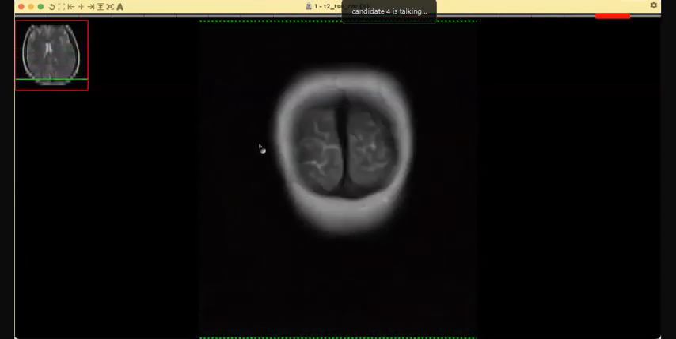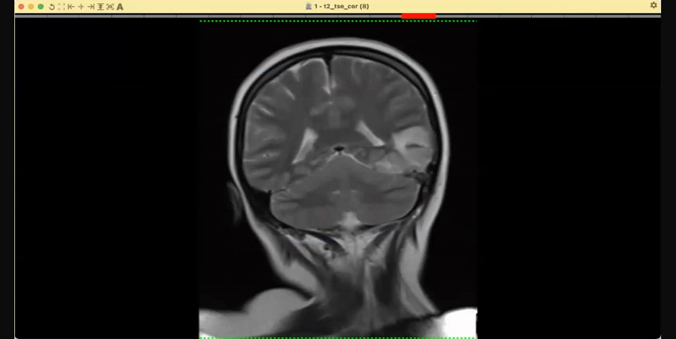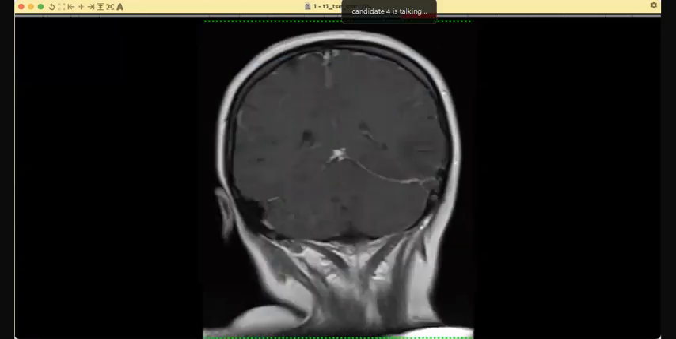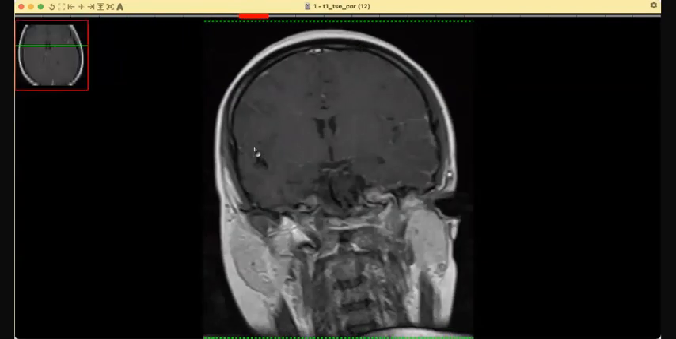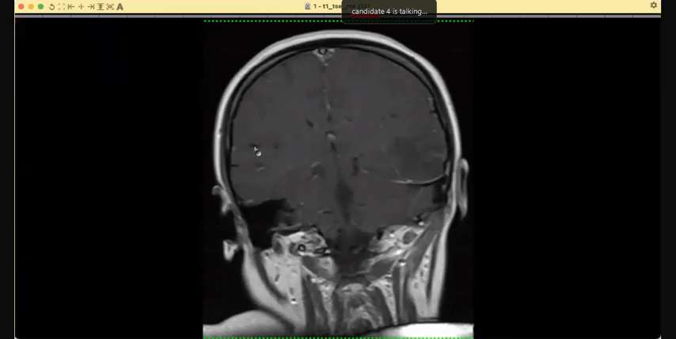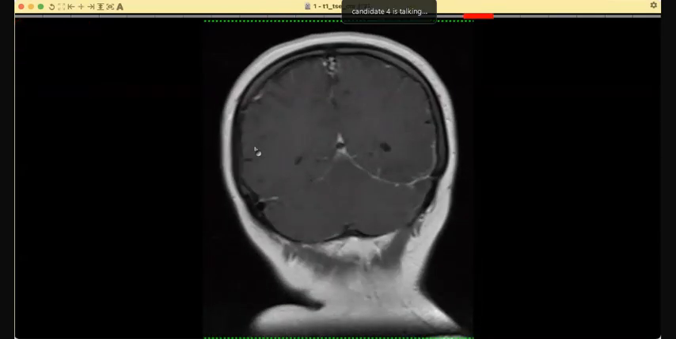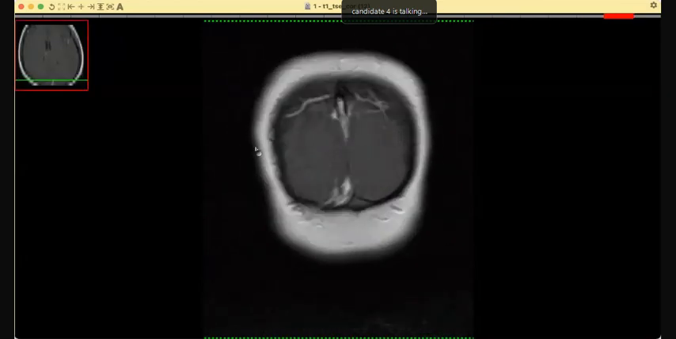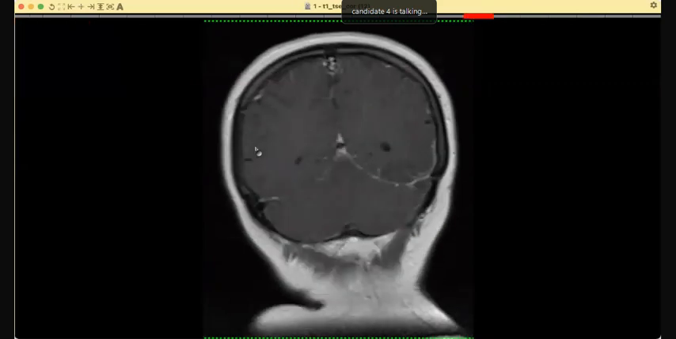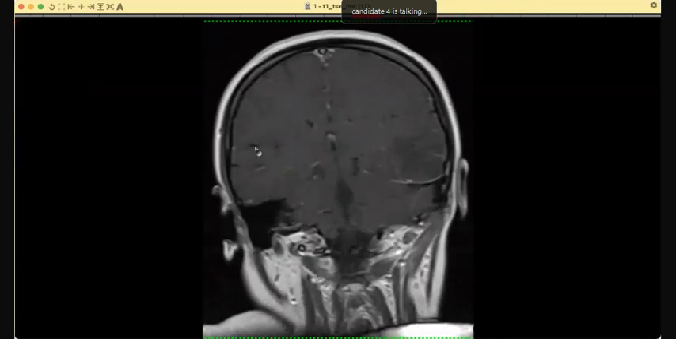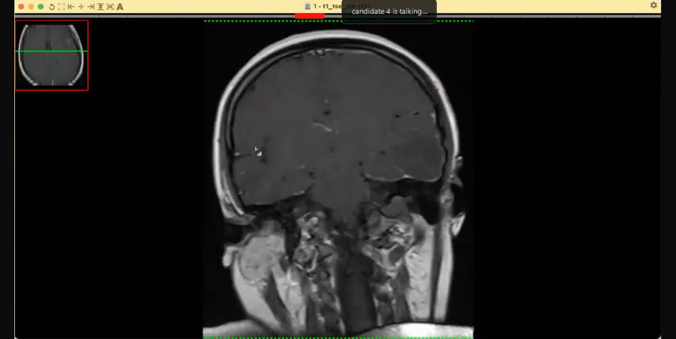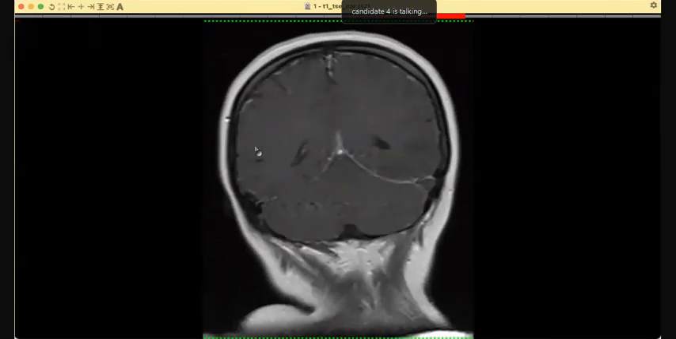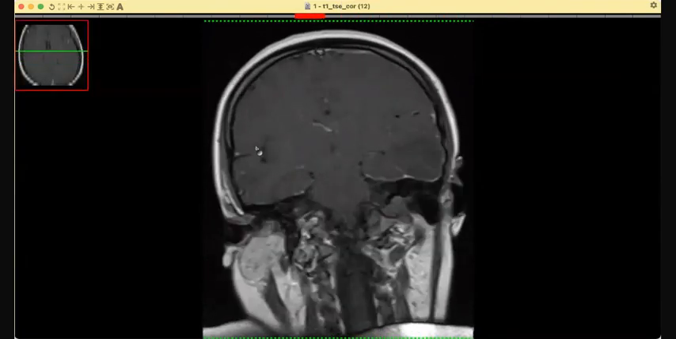The post-contrast is available. Post-contrast. Yes. This is the post-contrast. Okay. On post-contrast sequence, coronal sequence, I can see there is no evidence of any enhancement in the parenchyma. There is subtle enhancement involving the meninges. Okay. I don't see any intraparenchymal enhancement. So that rules out any lesion. Any other thing you want to see?